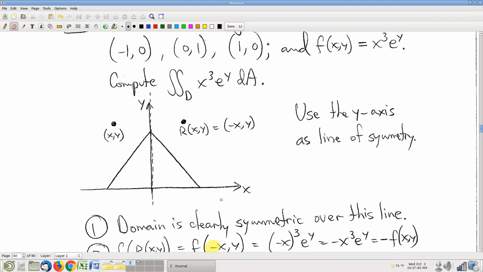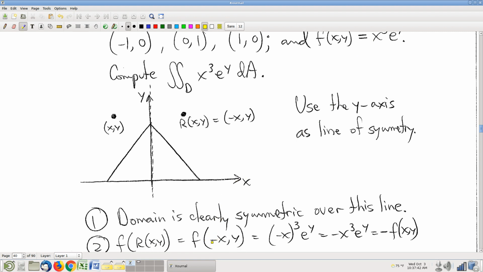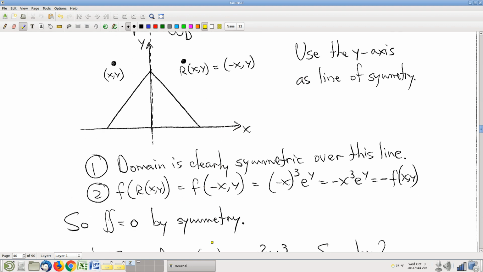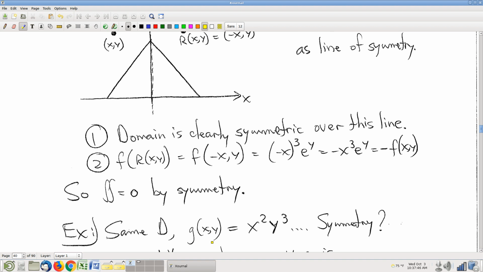Okay. So the integral is 0 by symmetry. Here's another one. Let's suppose we're using the same domain, and suppose this is our function. And here's what happens a lot. And again, I see this all the time. It's so tragic to see this.